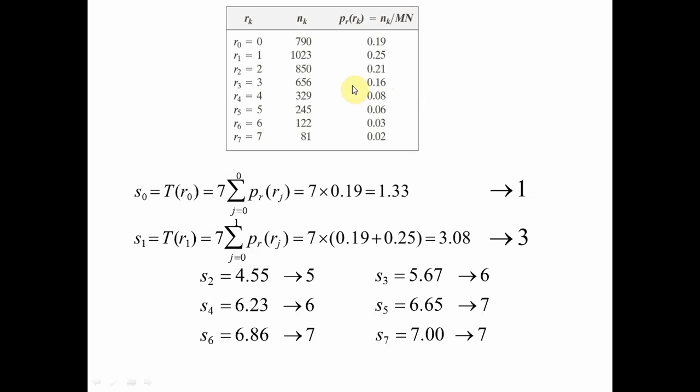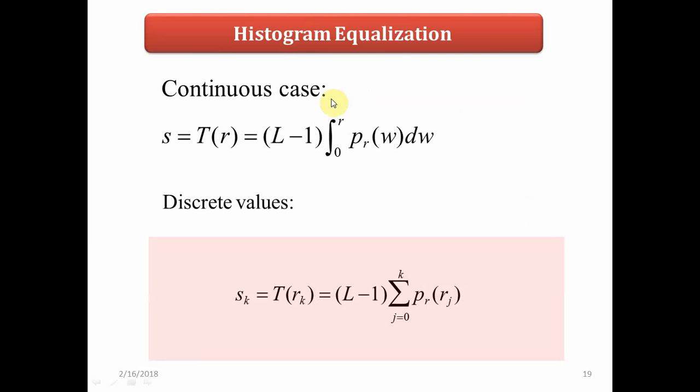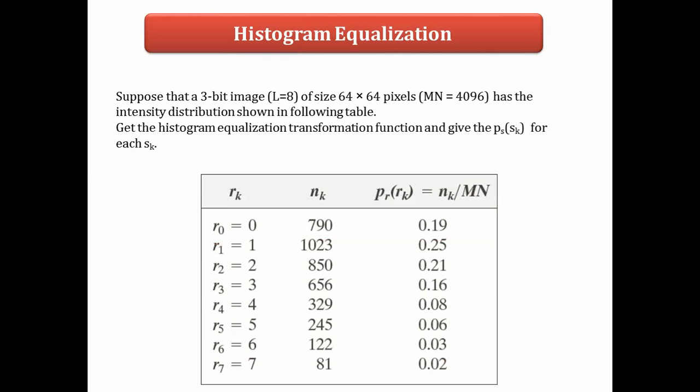Now the formula we have studied already. For the discrete case, the formula uses L minus 1. If you consider a 3-bit pixel, what will be L minus 1? It is 7, because 3 bits per pixel means 2 raised to 3: you multiply 2 thrice, 2 into 2 is 4, 4 into 2 is 8. So 8 is equal to L, and L minus 1 will be 7. So 7 and the summation.